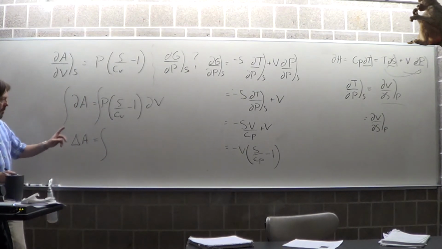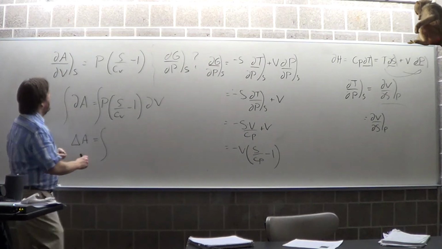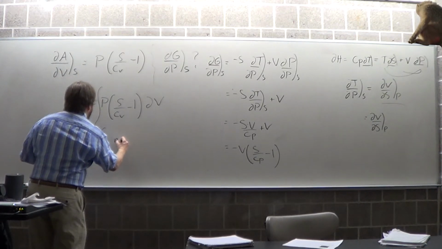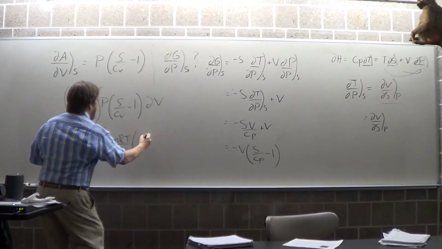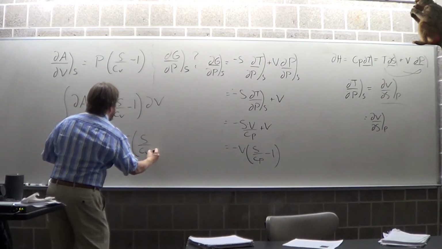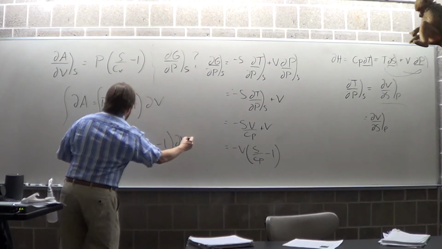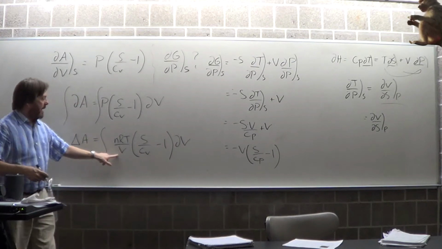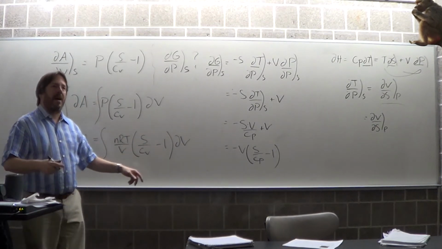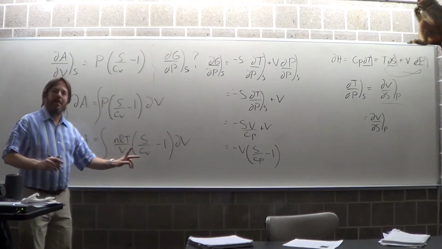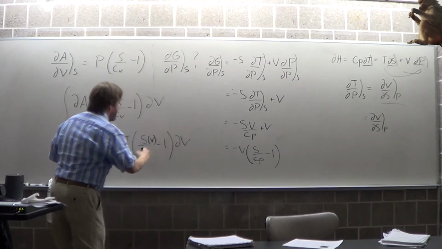Okay, now I got to start being careful. For one, P hides V in it. I got to be real careful of that. nRT over V. S over Cv. Okay, now, you know what? It looks like I got dV over V, and it looks like I got nRT, S over Cv minus 1, ln Vf over Vi. It doesn't look too bad, but there's a huge problem.